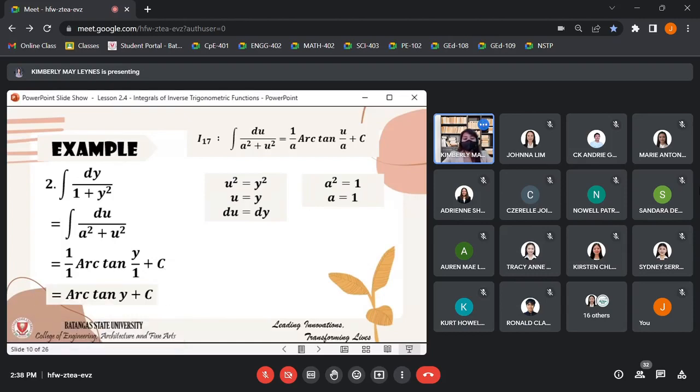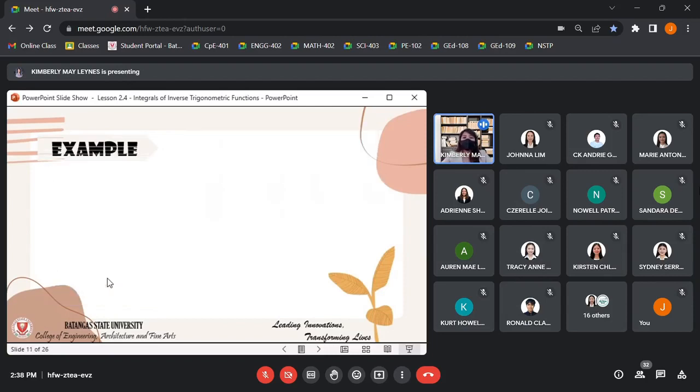Ito na ngayon ang final answer natin. Tandaan, hindi lang basta isa-substitute, isa-simplify din, kagaya ng ginagawa natin before. May question po ba dito sa number 2? Okay, so I think wala namang question. Proceed tayo sa number 3.